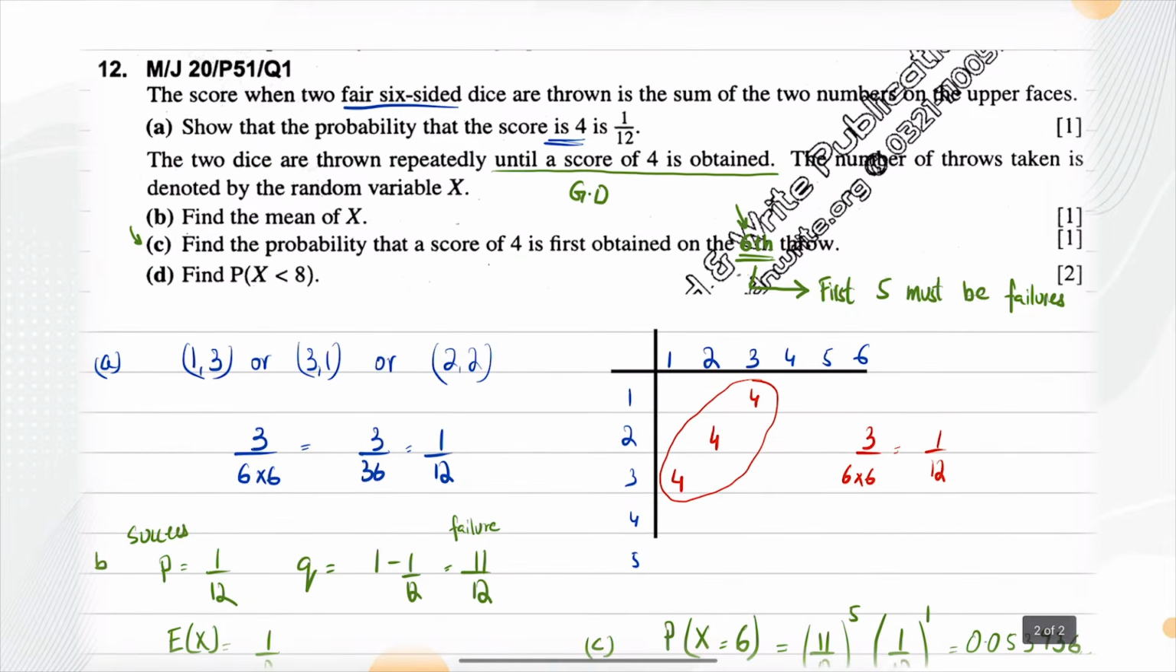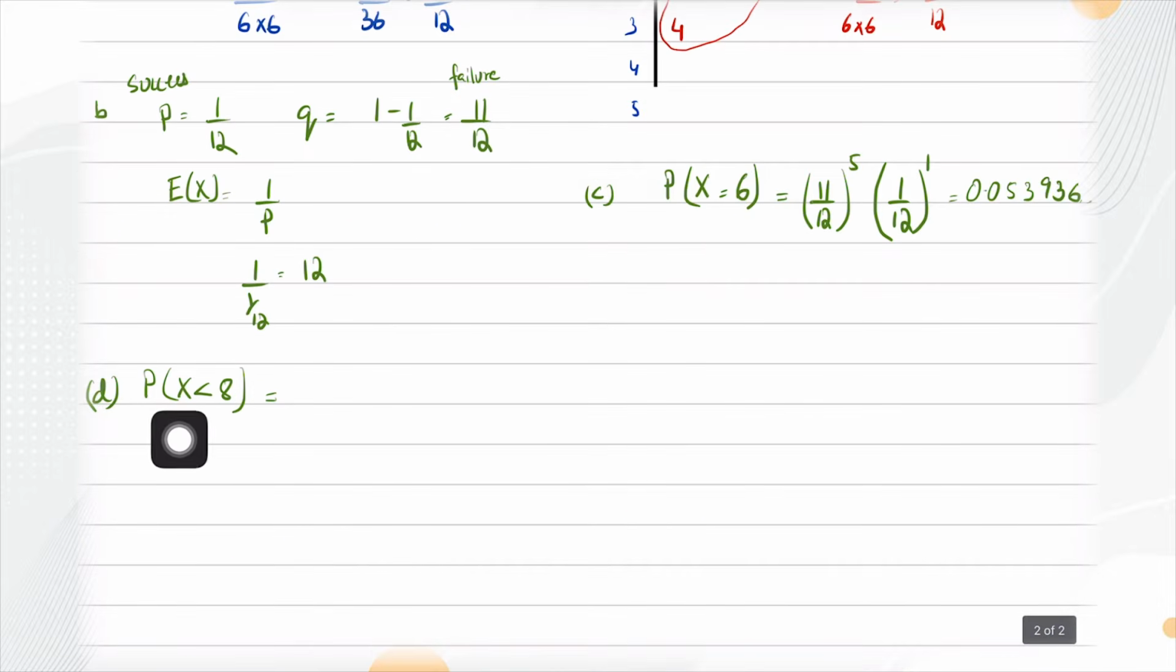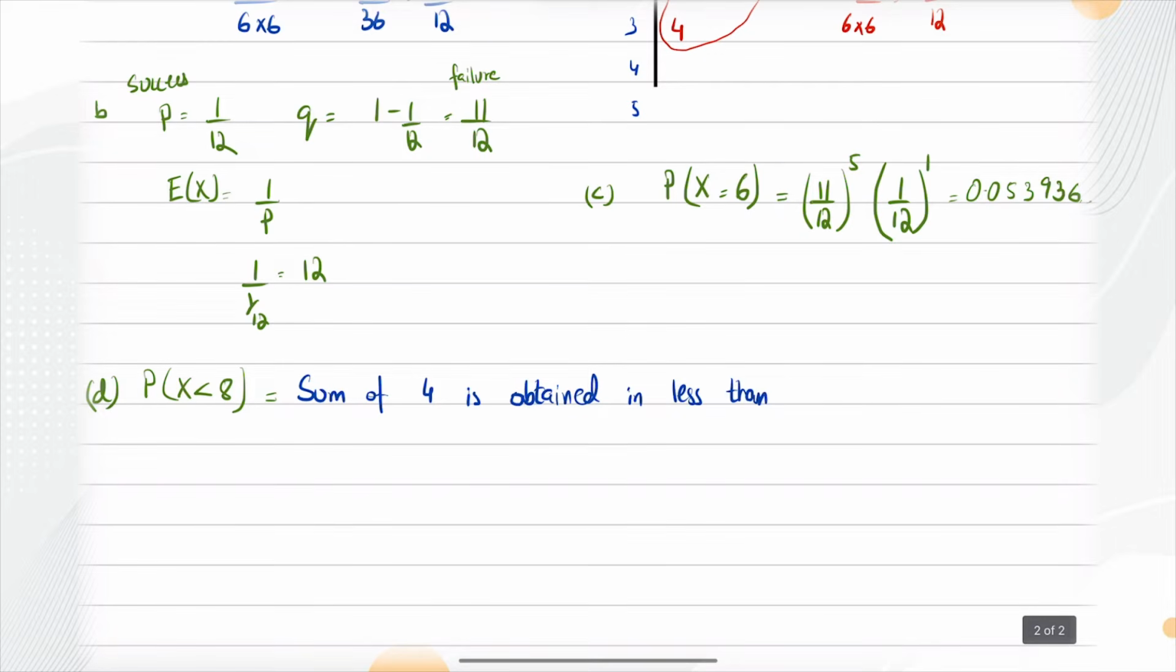Now what is x? x is basically the number of throws taken, denoted by the random variable x. So basically the number of throws it takes to get a sum of 4 is denoted by x. And we need to find out the probability that we get a sum of 4 in less than 8 attempts. Okay, so what does this mean? This means that the sum of 4 is obtained in less than 8 trials.